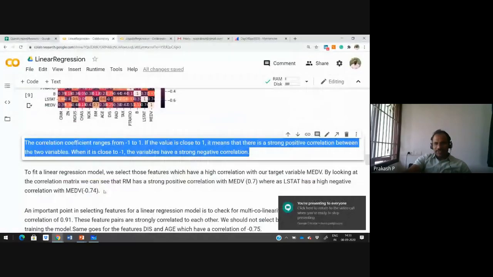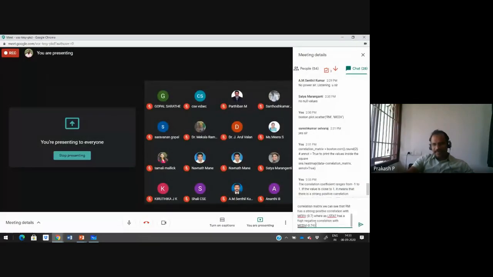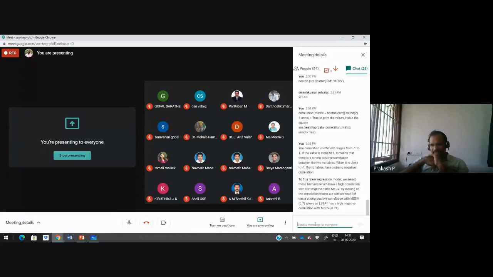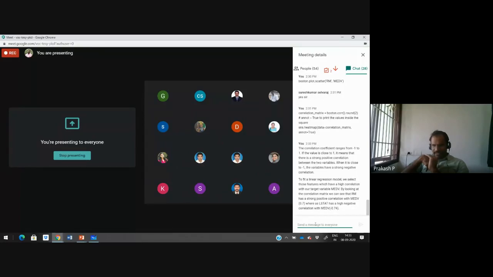So from this, what is our observation? I put some content in the chat box. Can you please read it? To fit a linear regression model, we can select those features which may have high correlation with our target variable. We can look into the correlation matrix. If you see, RM has a strong positive correlation with MEDV, at 0.7, whereas LSTAT has a high negative correlation with MEDV.